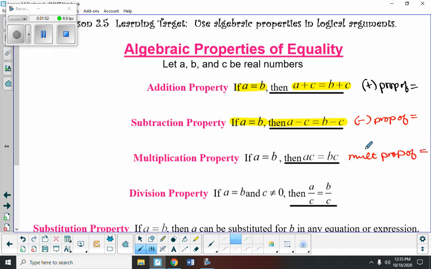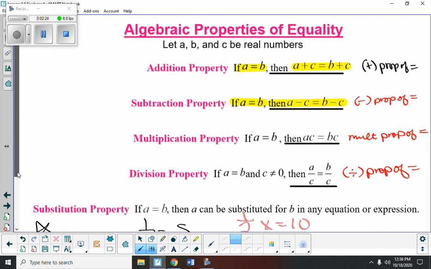All right, so next, division property. If a is equal to b and c is not equal to 0, then a divided by c is equal to b divided by c. So if we divide the number of blocks in half on one side, we have to also divide the number of blocks in half on the other. Sorry, I'm having trouble getting that out. And we'll call that the division property of equality. So what you do to one side of an equality, you have to do to the other.